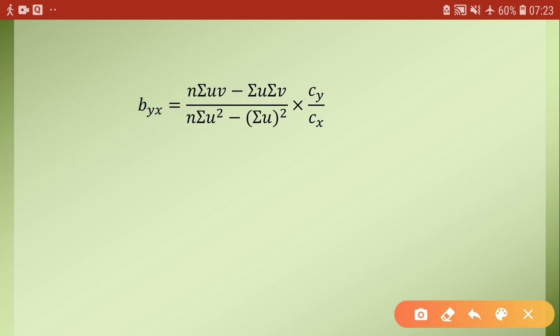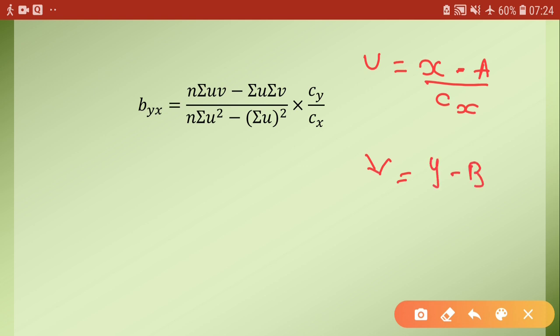Let me explain. If you find u, you always subtract any digit from x and divide by a digit. If you divide, this is known as Cx. Now if you find v, in v you subtract any digit from y and divide by a digit. Now if you are dividing by a digit, it is known as Cy. So this is Cx and this is Cy.